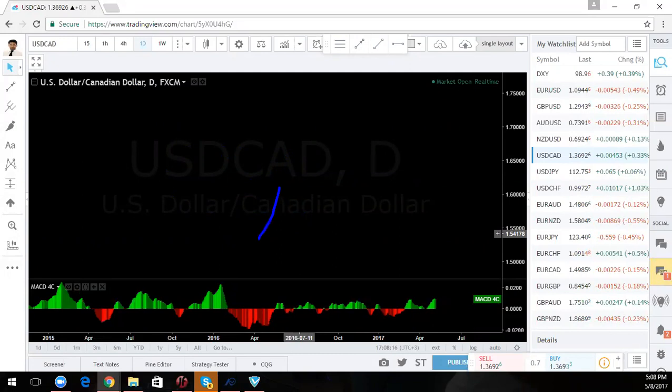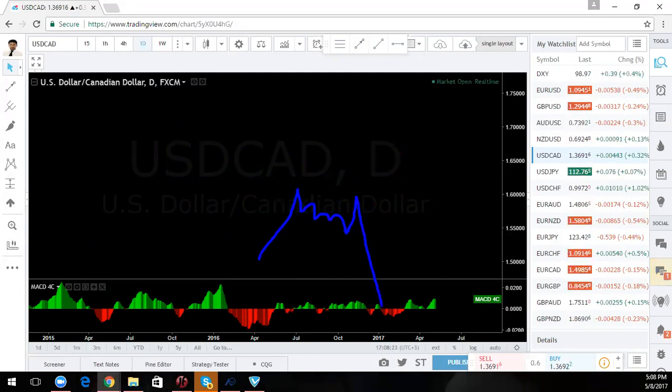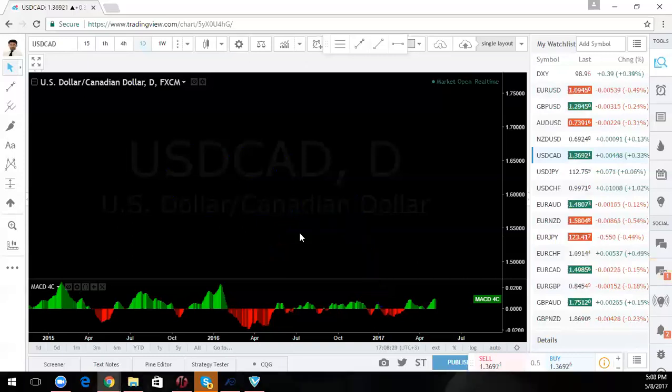You normally get an A that looks like this, a B that looks like this, and a C that looks like that. Or you get an A that looks like this, a B that looks like this, and a C that looks like that, and then you go down. And I can show you hundreds of those. In your trading, that's what you're going to get.